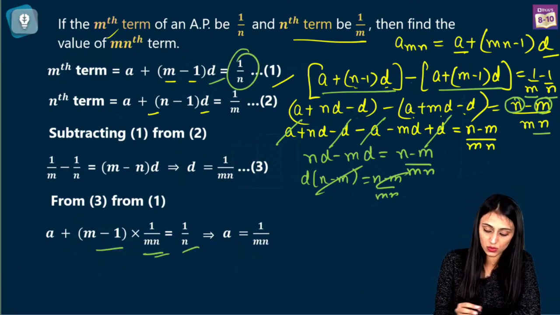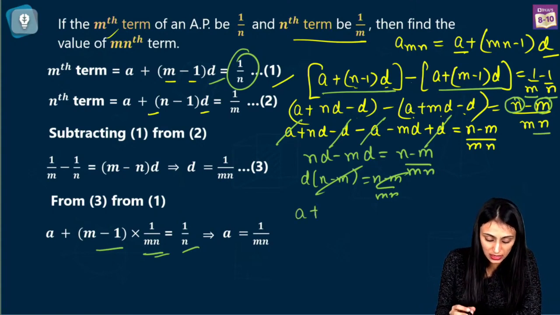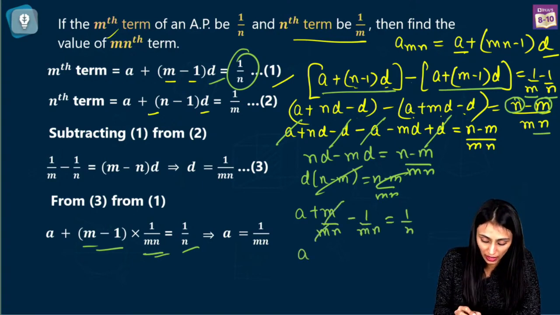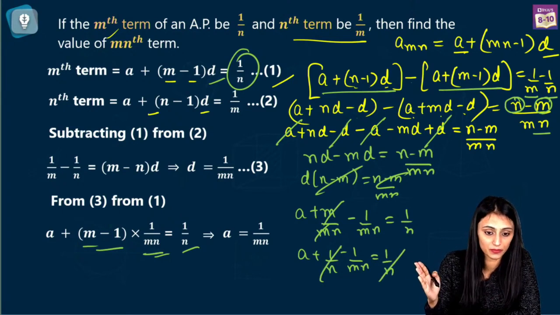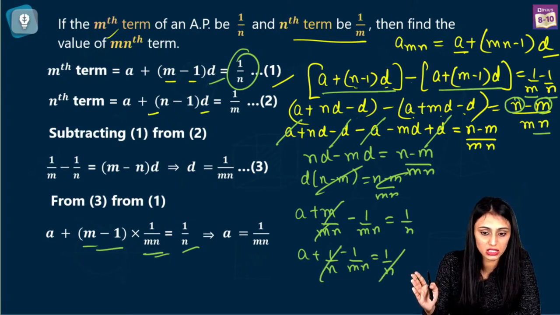So on simplifying this, what do you get? You have a plus m times 1 by mn, which would be m by mn, minus 1 by mn equals 1 by n. You see this gets cancelled out. What do we have? We have a plus 1 by n minus 1 by mn equal to 1 by n. This will get cancelled out, right? Signs are the same. They're on different sides. Shivranjani, yes.